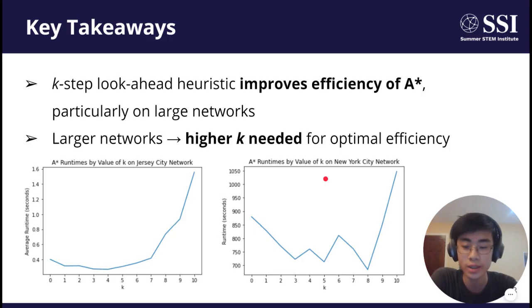In conclusion, the k-step look-ahead heuristic does improve the efficiency of A-star, particularly on larger networks. Also, for larger networks, a higher value of k is needed to achieve optimal efficiency. As you can see in the bottom two graphs here, which show average runtime as a function of k for the larger two networks, A-star with the k-step look-ahead heuristic results in a notable improvement from standard A-star, which occurs when k equals 0.